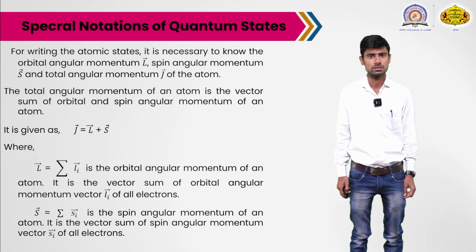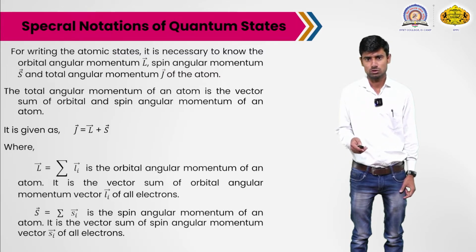Here small Li bar indicates the angular momentum of an individual electron in the atom. And also we will only consider here the valence electrons in the atom. So small Li bar are the angular momentum of the valence electron. And capital S bar equals summation of Si bar, where small s is the spin angular momentum of each and every electron in a valence orbit of the atom. So capital S bar is the spin angular momentum of an atom, and it is the vector sum of spin angular momentum of all electrons. Capital L bar is the vector sum of orbital angular momentum of all electrons.